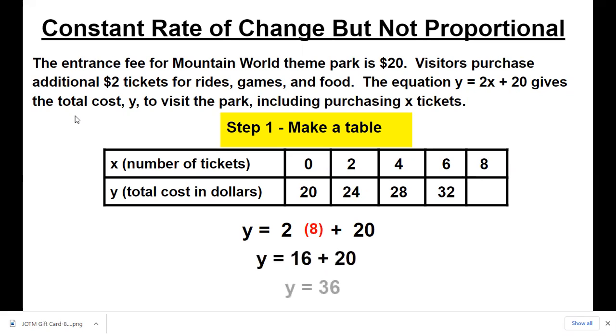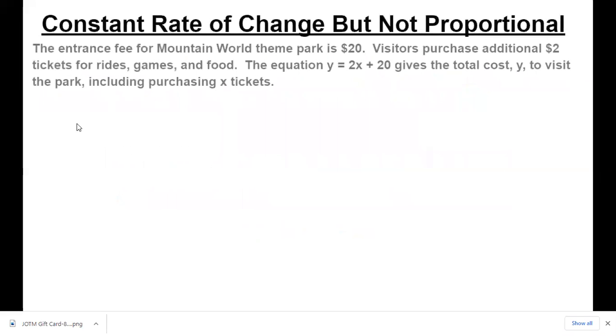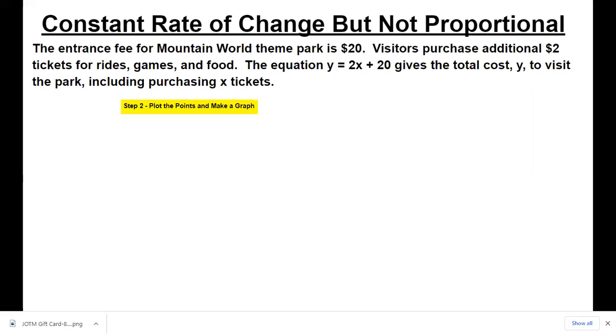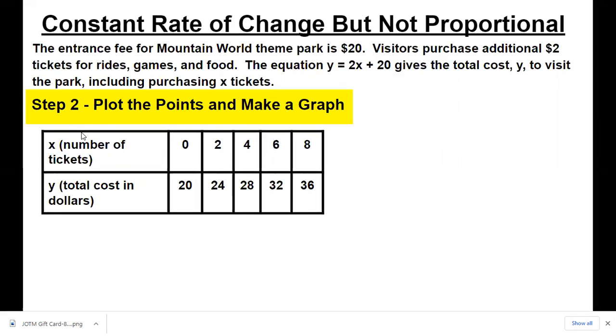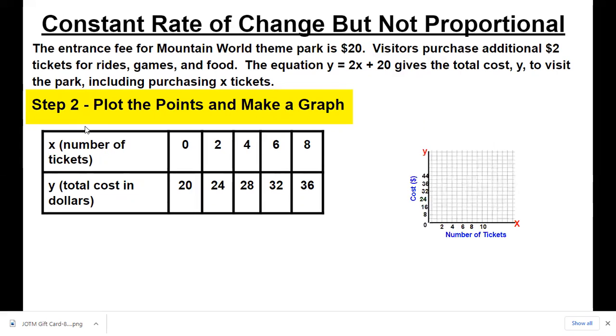And 16 plus 20 is 36. $36. That was our table, okay? The entrance fee, okay, we already talked about this, it's the same problem, but we're going to talk about some more steps. Now we're going to plot the points and make a graph. We're trying to decide if it's proportional or not. So we're going to plot all the points we just had on our table there into a graph.